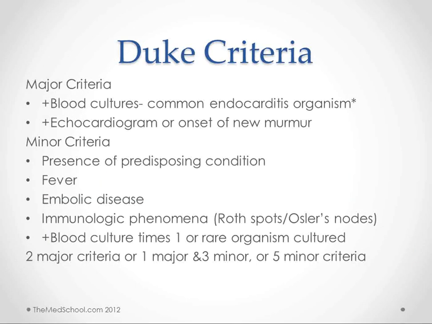So we have some criteria for the diagnosis of infective endocarditis. If you have a positive blood culture with a common endocarditis organism plus an echocardiogram that's positive for vegetations, then you've got a diagnosis. That's two major criteria. If you only have one of those major criteria, then you need one of these minor criteria, which include presence of a predisposing condition, which might include rheumatic fever, or it could be some other valvular disease.